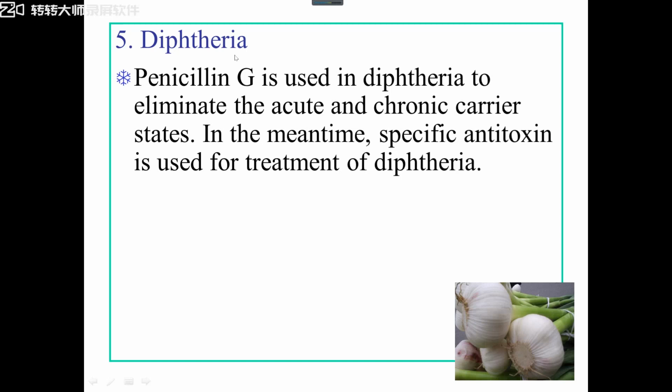If diphtheria occurs, do you know the pseudomembrane in the throat? The classical symptom of the patients is dyspnea, short of breath, because of the narrowing from the pseudomembrane in the trachea. We give penicillin G to treat diphtheria and eliminate the acute and chronic carrier states. In the meantime, specific antitoxin is used for treatment of diphtheria.